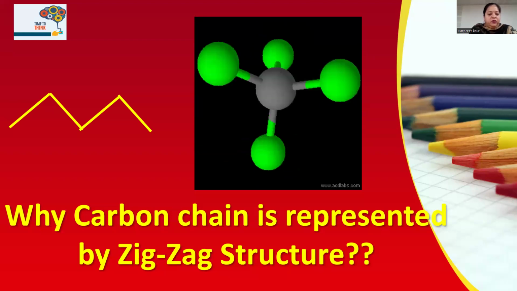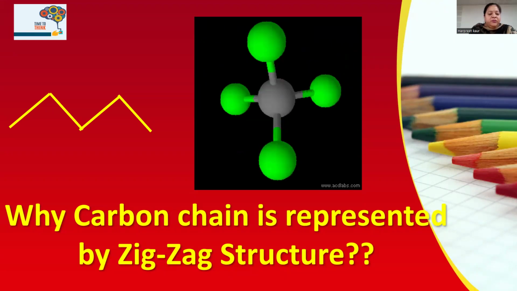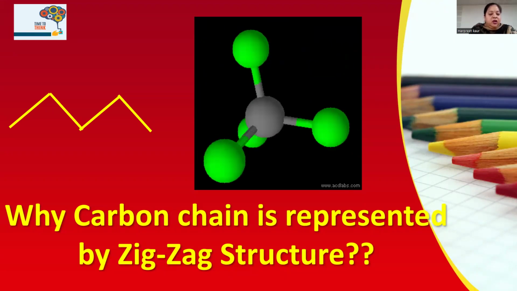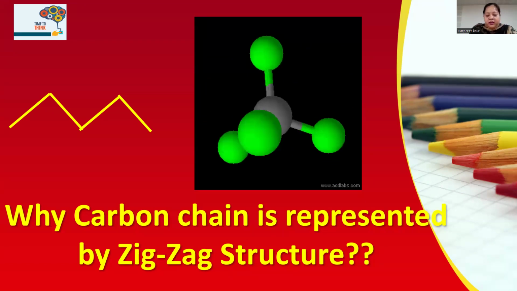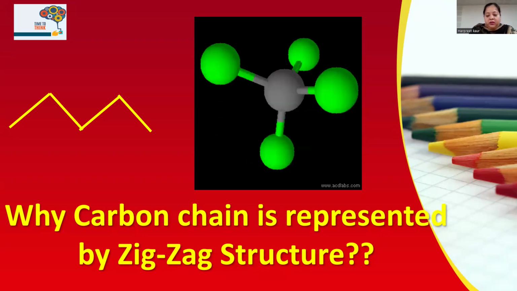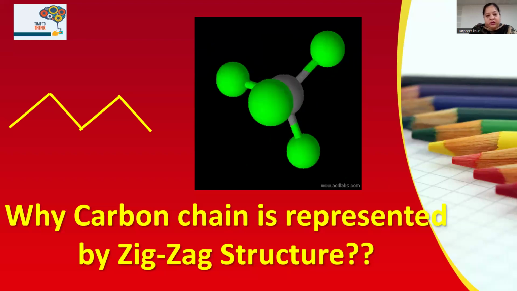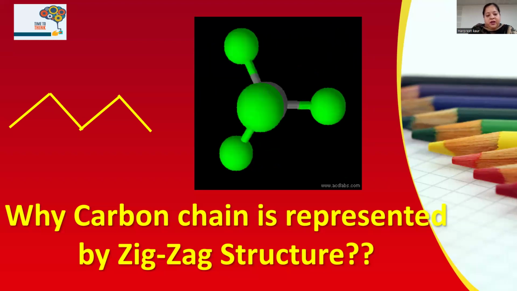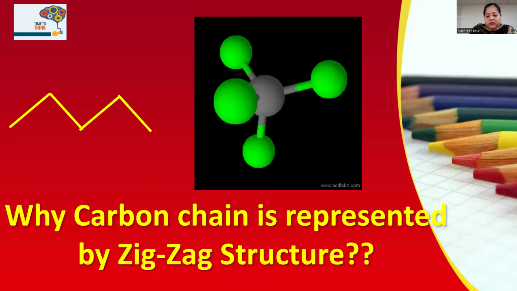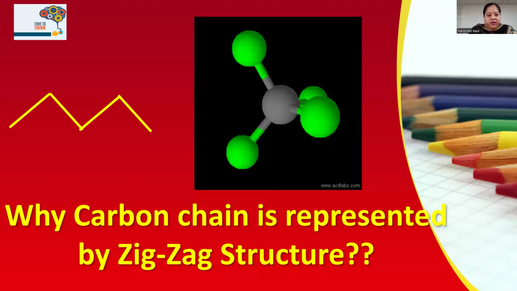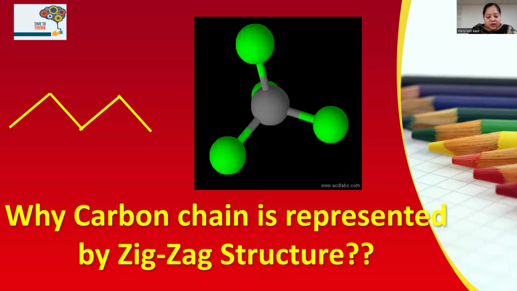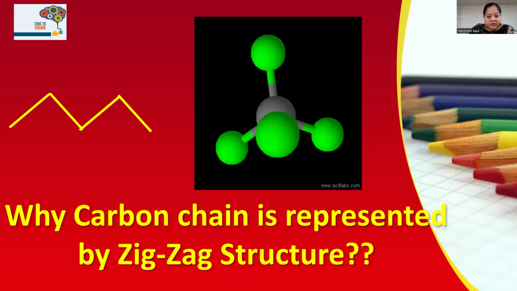And as all the 4 positions are equivalent, from this structure, if you remove any 2 balls which are representing the hydrogen atoms, then what are we left with? That's a bent V shape. That's why the carbon chain is represented in a zigzag structure, as it is representing only the bond with carbon atoms, and H atoms are not shown in this line structure.